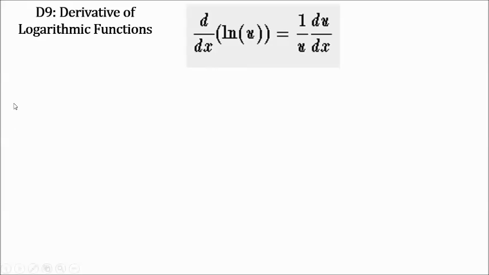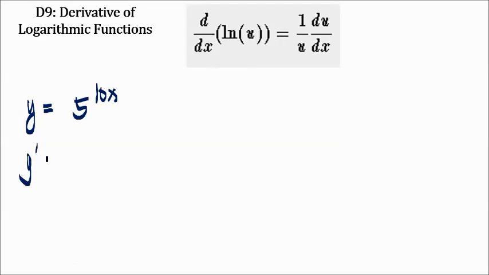So for a raised to u, for example, y is equal to 5 raised to 10x. So for another example, the base is not e anymore. It's just a regular number like 5.